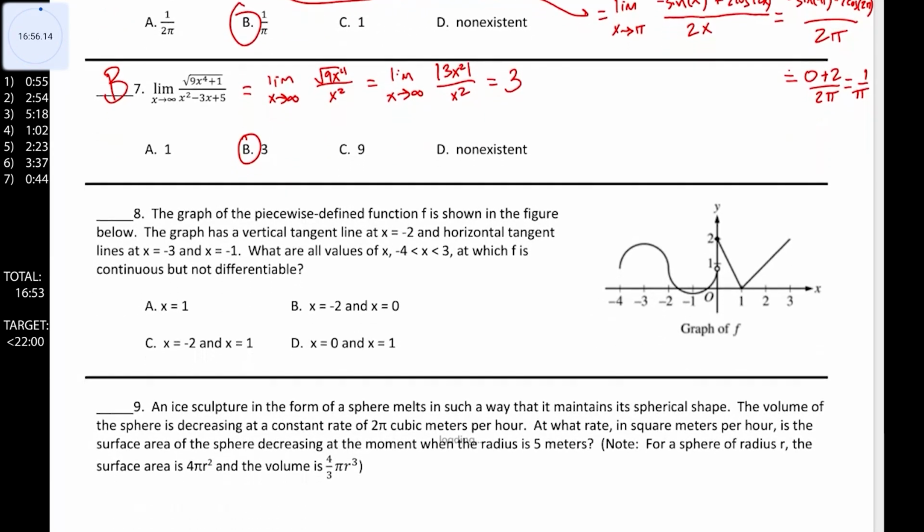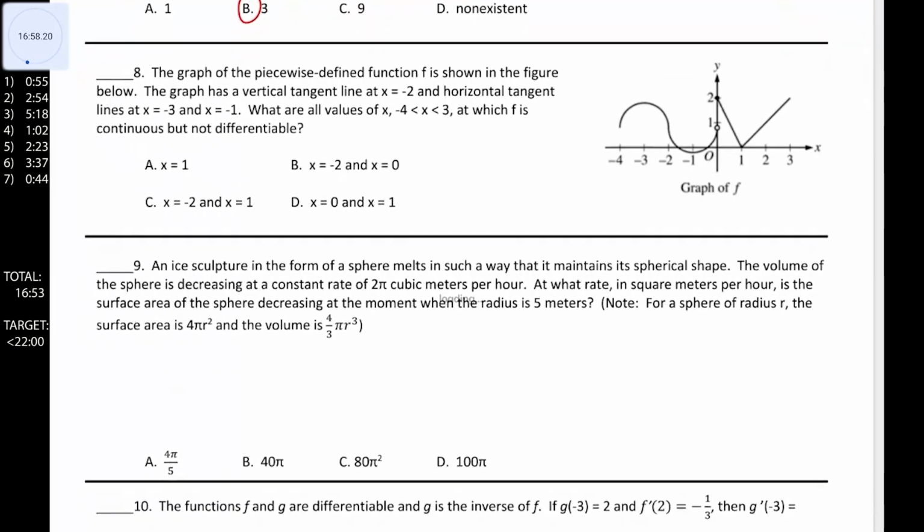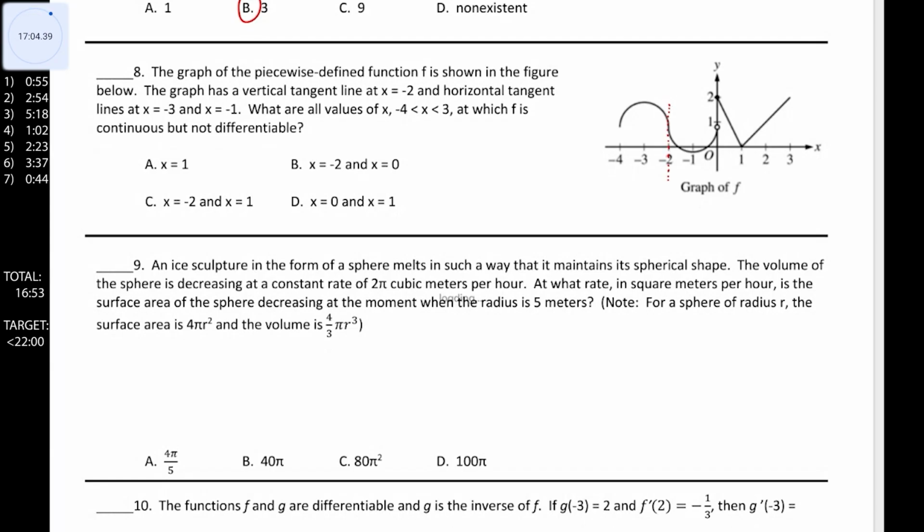Number 8 says the graph of the piecewise defined function f is shown in the figure below. The graph has a vertical tangent line at x equals -2, so we've got a little vertical tangent going here. A horizontal tangent line at -3 and -1, which means we have local extrema at these 2 points. What are all the values of x between -4 and 3 for which f is continuous but not differentiable?